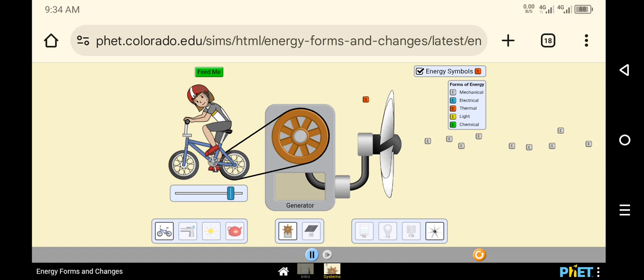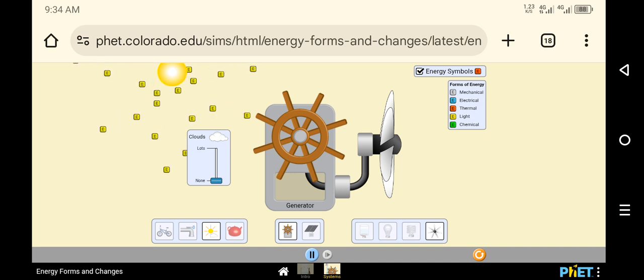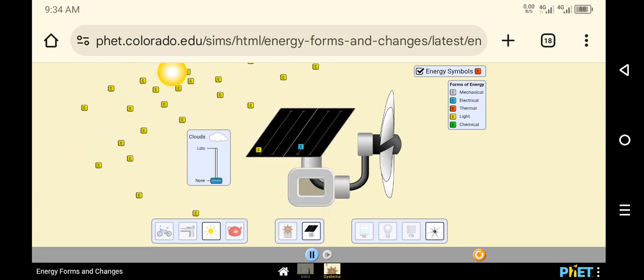Now we can change the system here. Instead, we can put here another source of energy. You can put solar energy as a source of energy. Here you can put a solar panel.